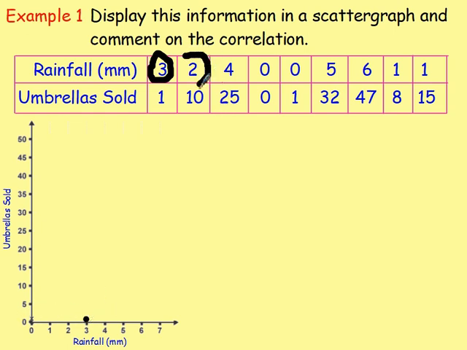We now want to go to the 2, so when there was 2 millimeters rainfall, it was 10 umbrellas sold. So we're going along to 2, and then up to 10. Well, that's 5 there, and then we're going up to 10, so 10 is there.